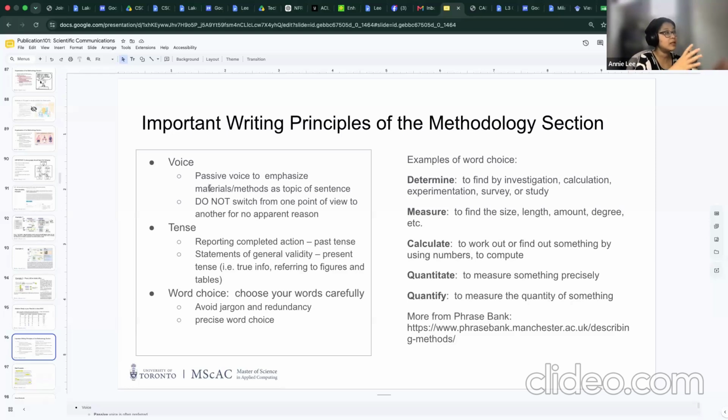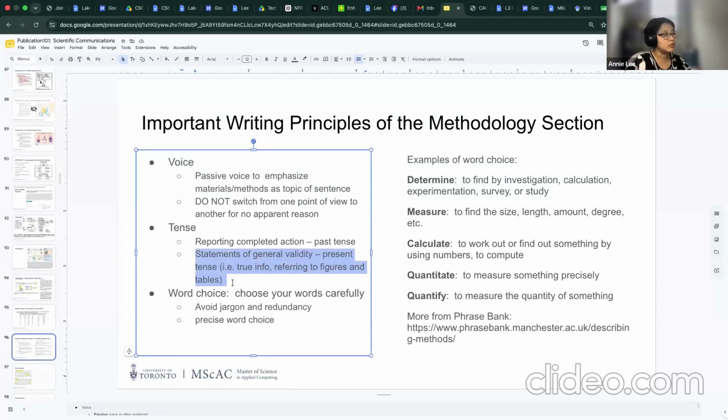In terms of tense, anything that you did in the past is past tense, but things that are generally true, you can keep as present tense, right? Like in this figure, we can see that the relationship is positive proportionally. That's present because you're observing it. Or facts, like the scaling law always holds. It is true. It's not like the scaling law held. It was true. It's present tense.